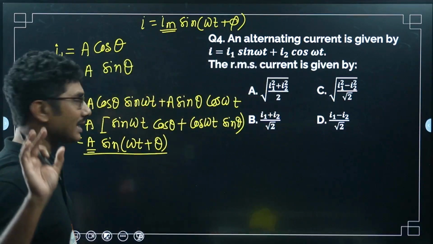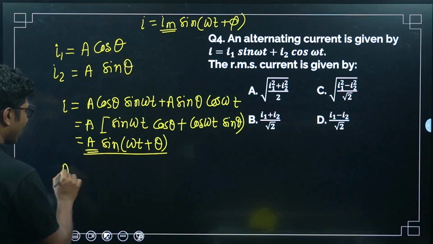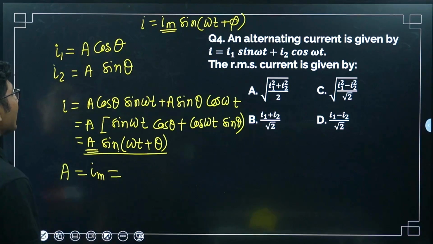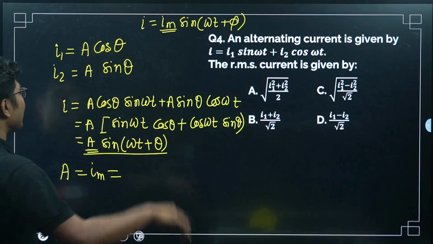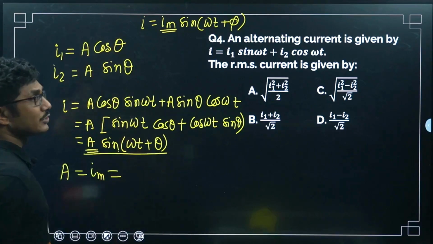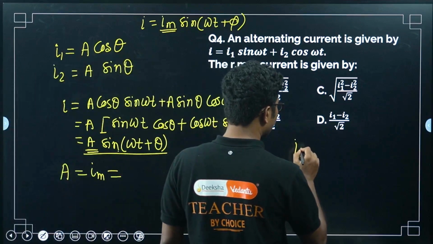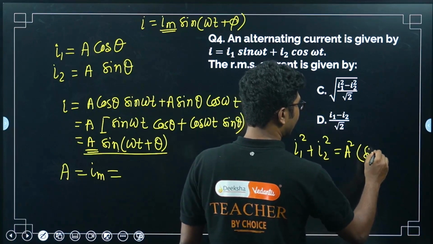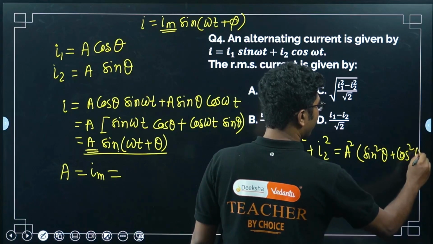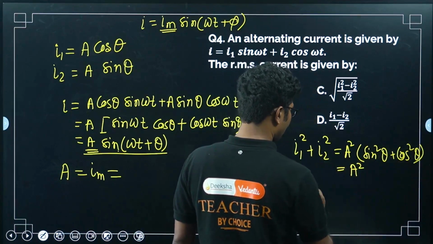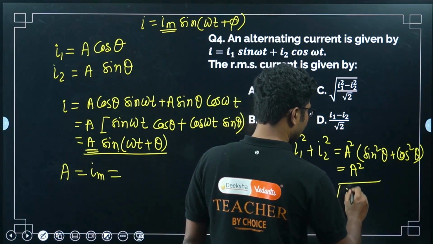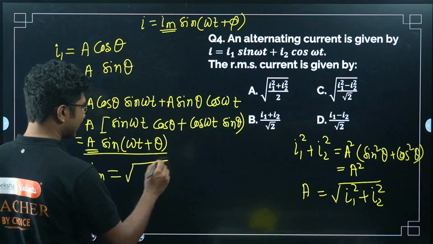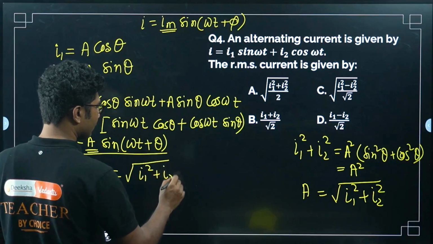Okay, so they have asked you the RMS current. So first of all, let us find A. A is the maximum current, right? So what is the value of A? We have substituted I1 equals A cos theta and I2 equals A sin theta. So if we square both sides and add them, then what will happen? I1 square plus I2 square equals A square times sin square theta plus cos square theta. I hope you are familiar with this kind of substitution. So A is nothing but the square root of I1 square plus I2 square, right? So let us put that value here. The maximum amplitude is nothing but the square root of I1 square plus I2 square, right?